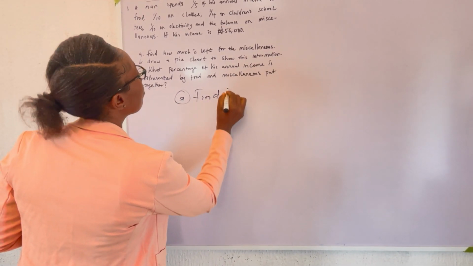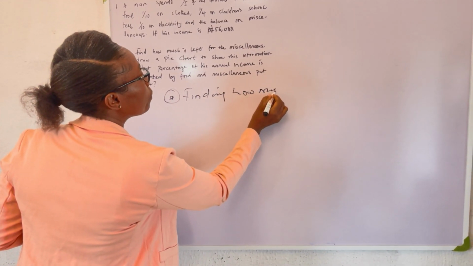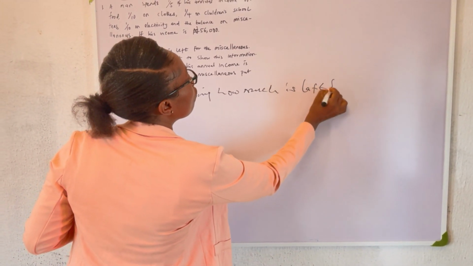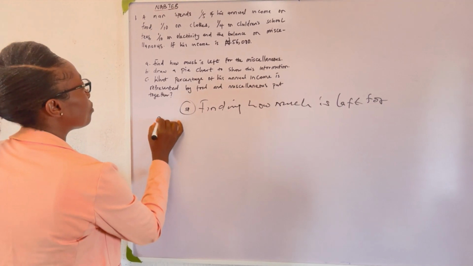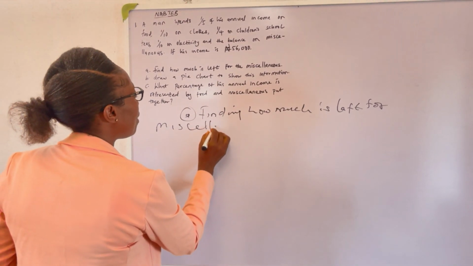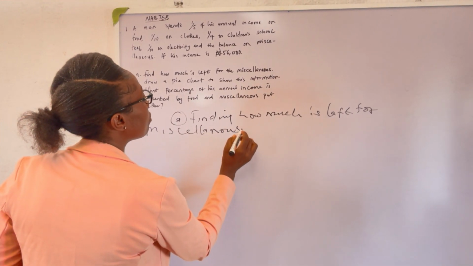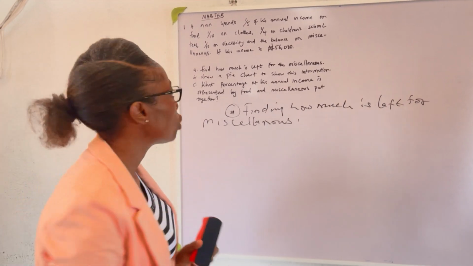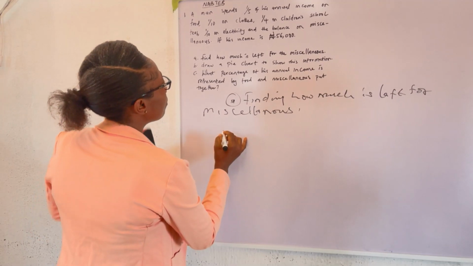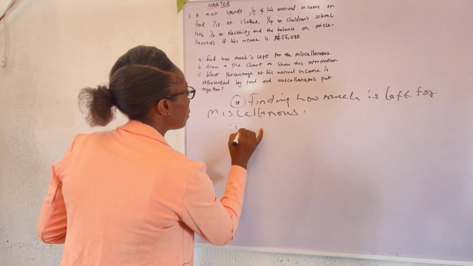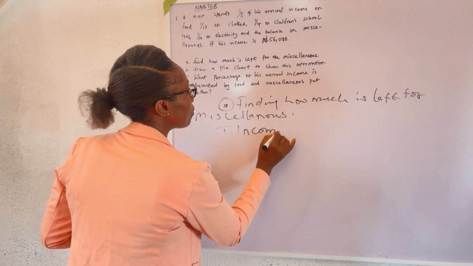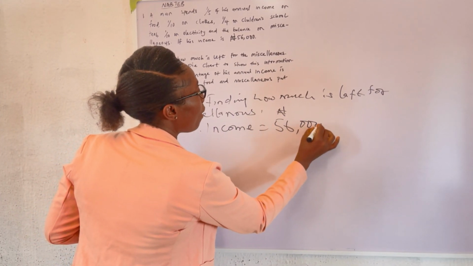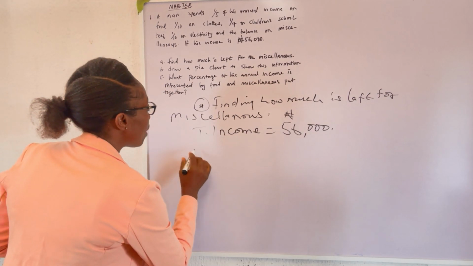Finding how much is left for miscellaneous. It's very, very simple. Now let us make it short. Income is 56,000 naira. Total income is 56,000 naira. Now, expenditure.